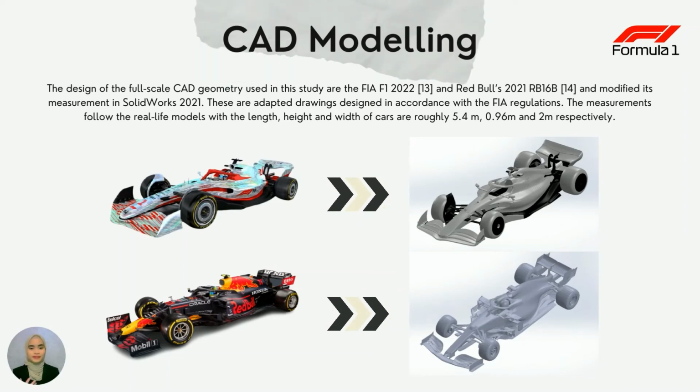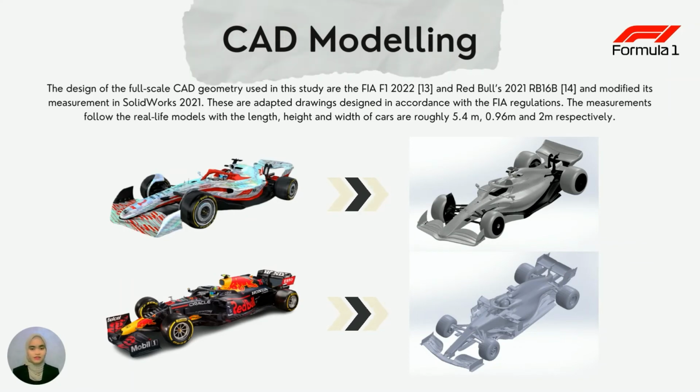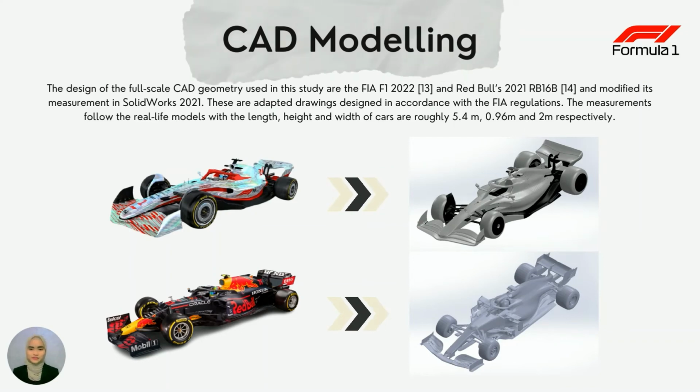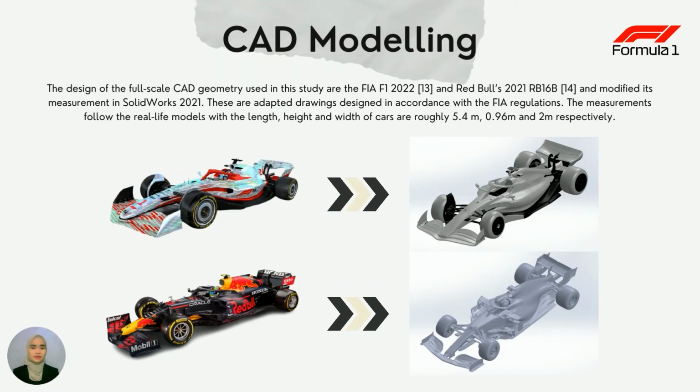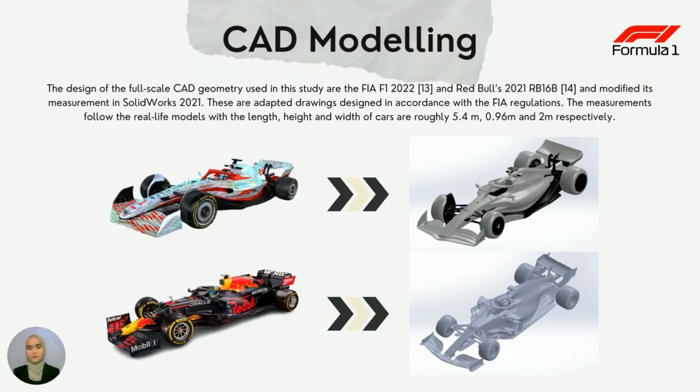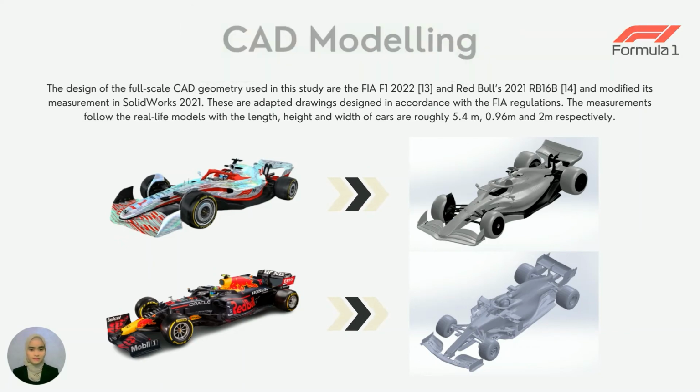The full-scale CAD geometries used in the study are the FIA F1 2022 and the Red Bull 2021 RB16B. The 2022 model is obtained from Sketchfab in a Blender format, which is then imported into SolidWorks, while the 2021 design is drawn together with an anonymous contributor. These are adapted drawings designed in accordance with the FIA regulations. Therefore, it does not guarantee 100% accuracy with the actual models. The measurements, however, follow real-life models, with the length, height, and width of the cars being roughly 5.4 meters, 0.96 meters, and 2 meters respectively.